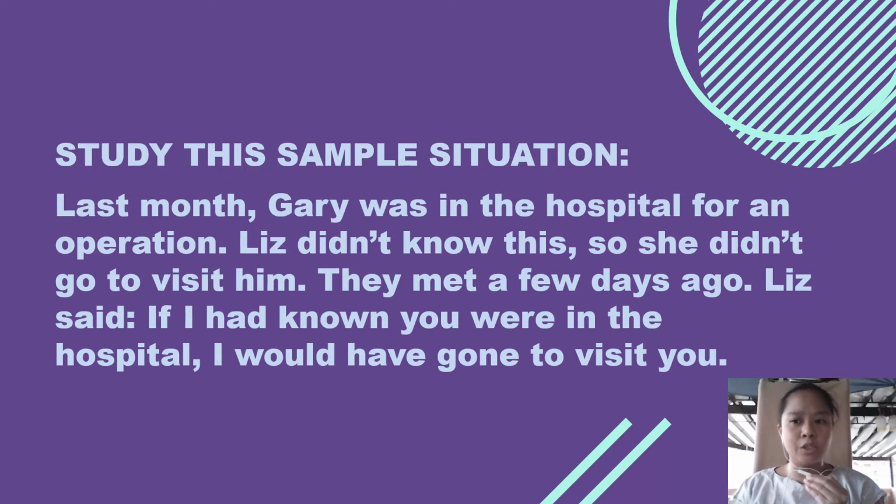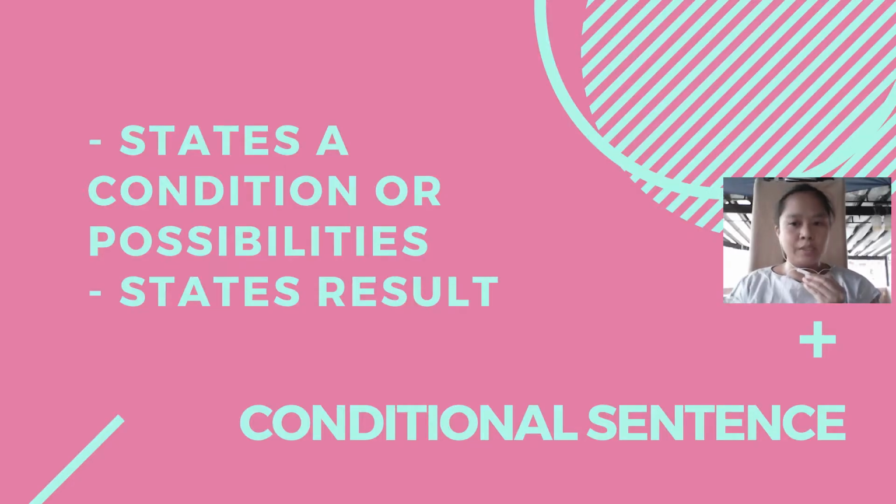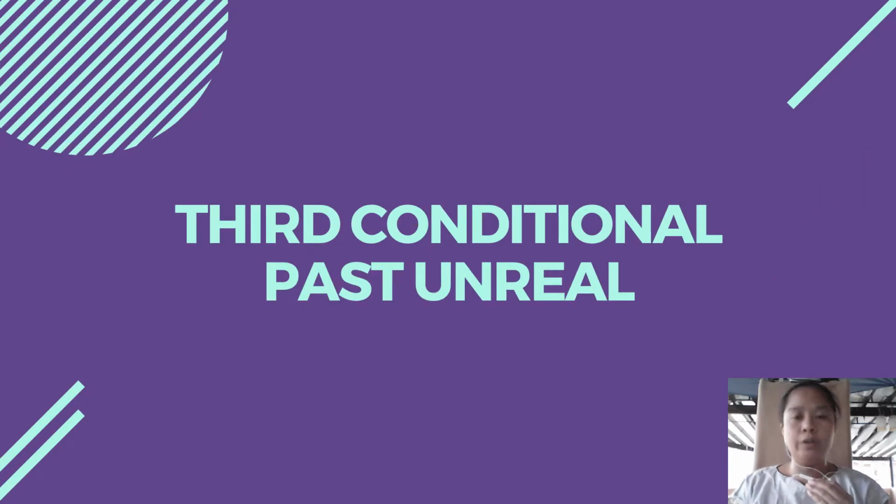Now, what's a conditional sentence? A conditional sentence states a condition or possibilities, and it also states a result. The kind of conditional sentence that we're talking about in this situation is what we call the past unreal conditional sentence, or your third conditional sentence. Now, what's the use of a third conditional sentence and how do we form them? So let's try to find out.